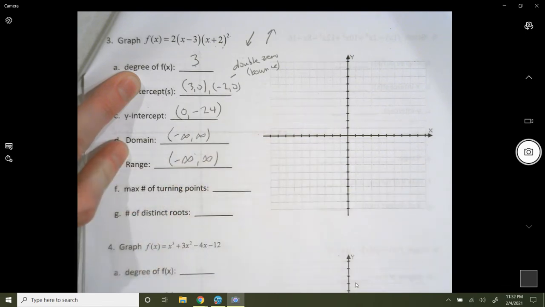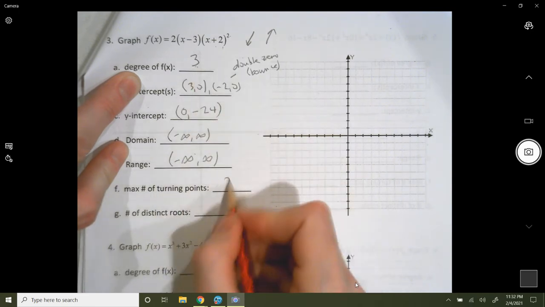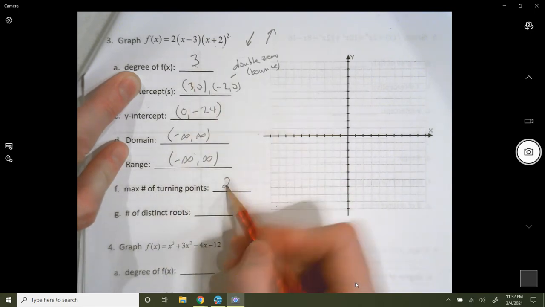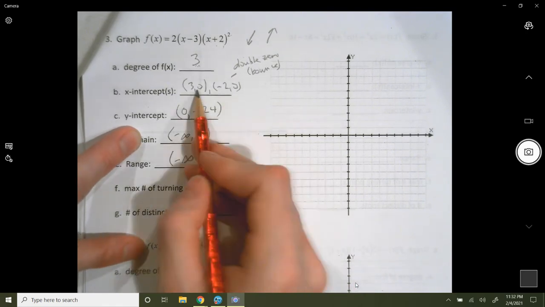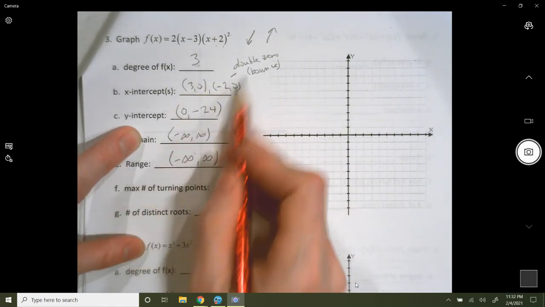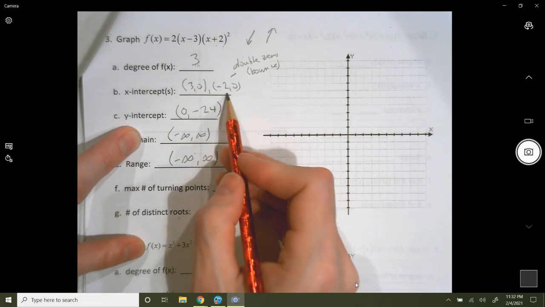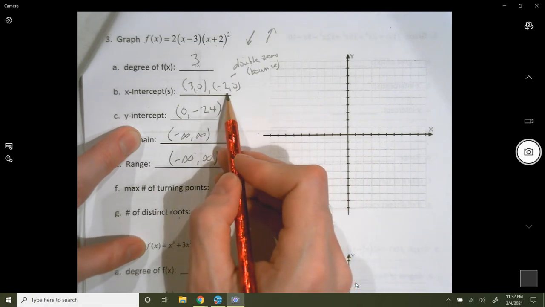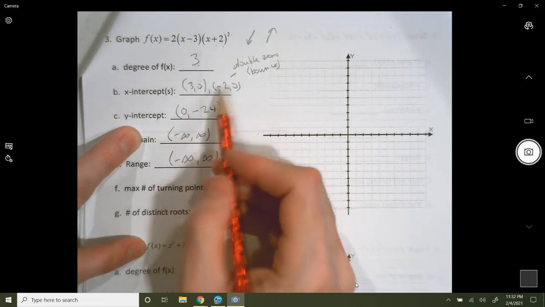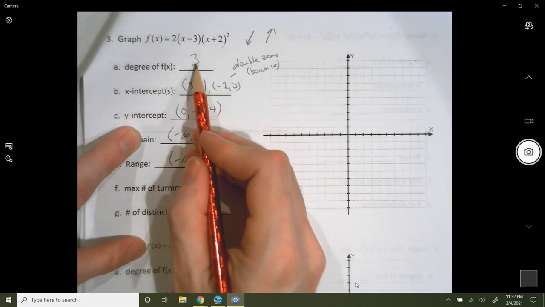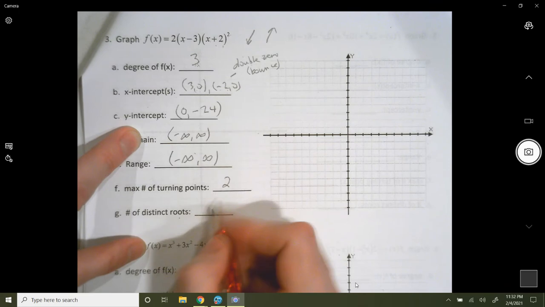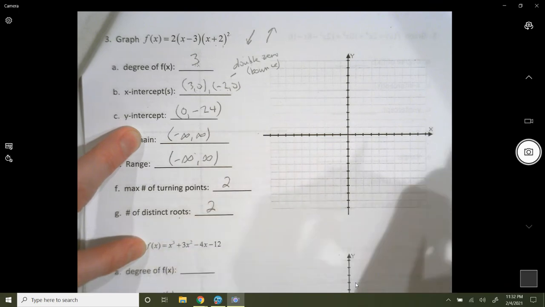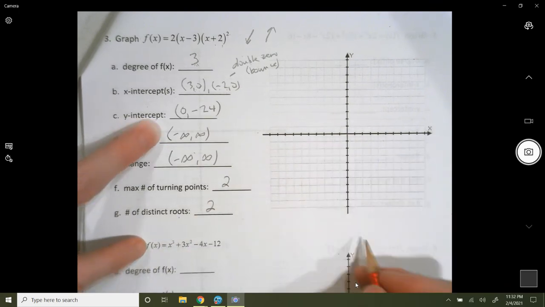Okay. Degree is 3, so we're going to have a maximum of 2 turning points, always one less than the degree. Number of distinct roots, well, there's 2 distinct roots. Remember, 3 total. The double zero doesn't count as 2 distinct. It counts as 2 when you're trying to make sure you account for all that add up to the degree, but it doesn't count as 2 different and distinct roots. Okay, there's only 2. Okay, so my y-intercept is down 24.